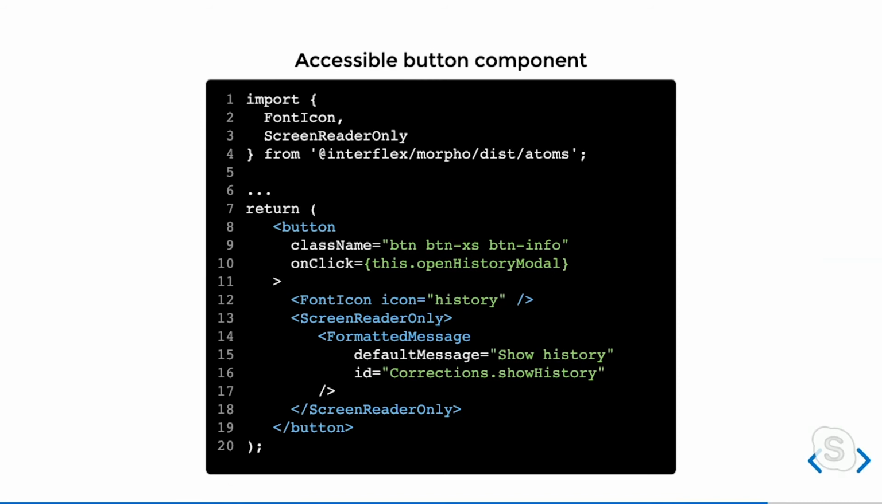It's accessible because we provide additional text information, which is part of the formatted message, and it says default message show history. And this is the text alternative for the font icon. That's line 12. You can see that it's just a really small button with an icon of history. Any icon, whatever you imagine.